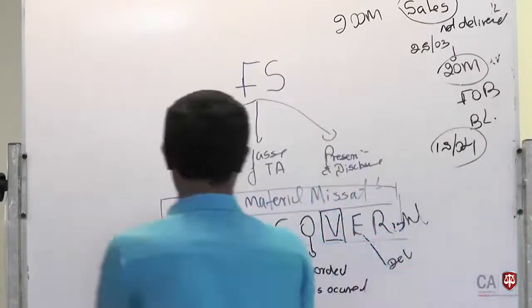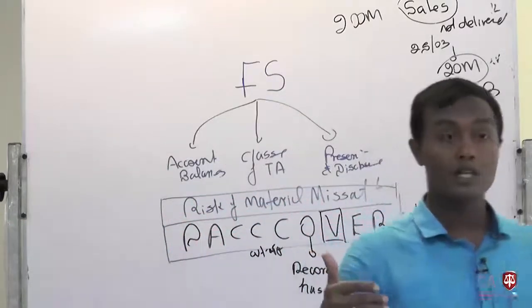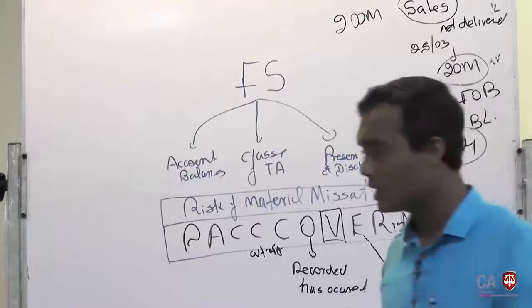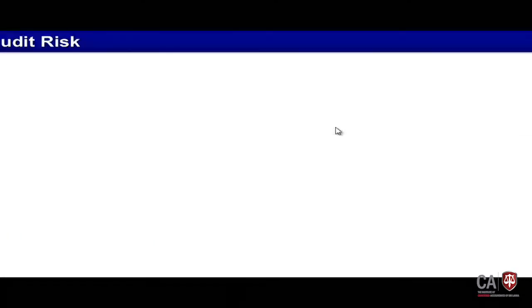Before I move on further, please write in your book the first main concept that you learn now, assertion, and follow this slide. I want to quickly cover the meaning of each of these assertions and how it connects to account balances, classes of transactions and disclosures. When you look at this slide, we already discussed PACK COVER, right? Now what are these examples?